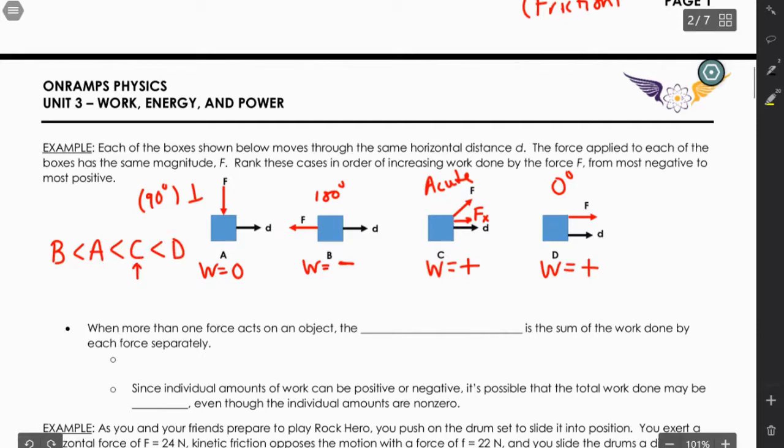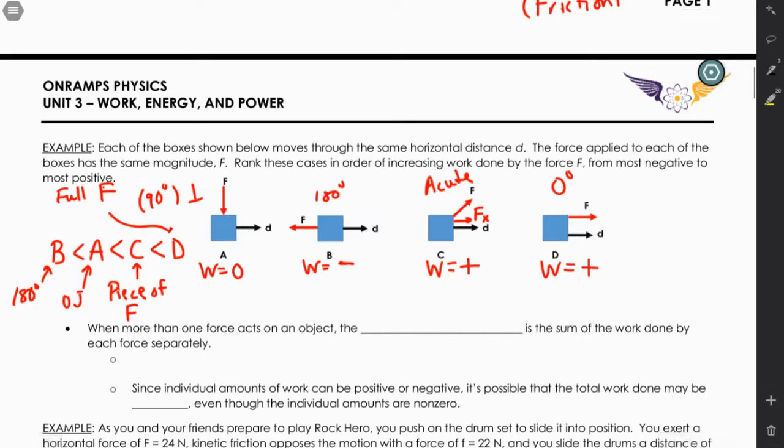Remember, C was only a piece of F, not the full F, whereas D is the full force. And this one was 180 degrees, and this was 0 work, because it was perpendicular. All right, so from most negative to most positive, it'll go B, A, C, D.